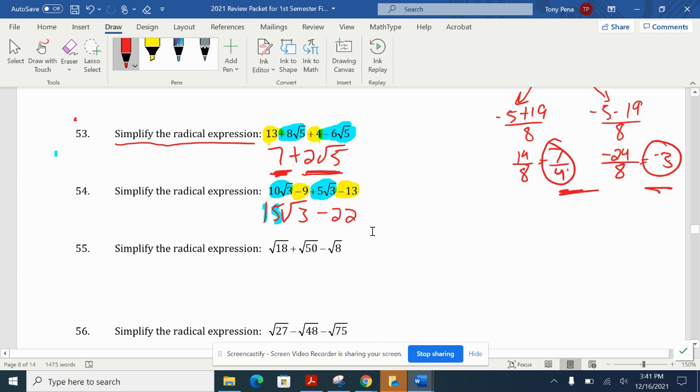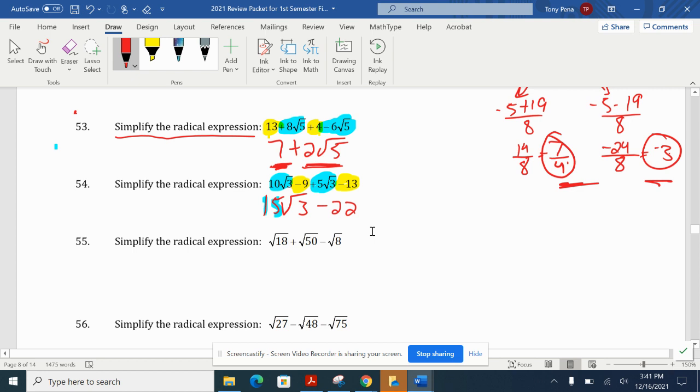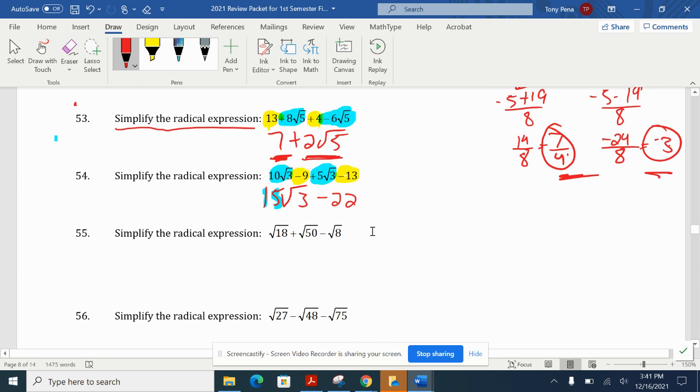55. Initially, we can't do much with those because those aren't like terms. We can't add them and subtract them if they're not the same, like we did in 53 and 54. But this then gets into when we simplified radicals. So if you remember root 18, we always look for a perfect square that's a factor that goes into our number. So in this case, that would be the 9 times a 2. For a 50, I would want to use 25 and 2. 25 is our perfect square. And then for that 8, I'd use 4 times 2.